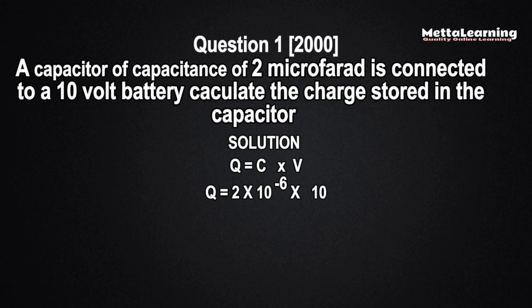So let's plug this into our formula, which is Q equals CV. So we have Q equals 2 times 10 raised to the power minus 6 farad times 10 volts. So we have 20 times 10 raised to the power minus 6 coulombs, or 20 microcoulombs, as our final answer. The next question we have here is from the WAEC past question 2001.